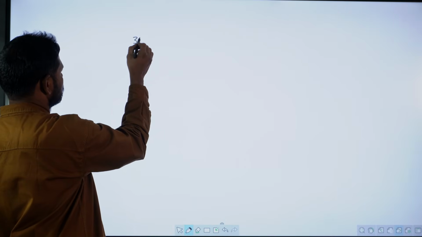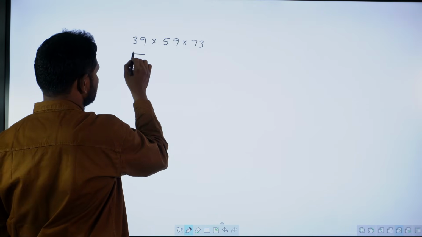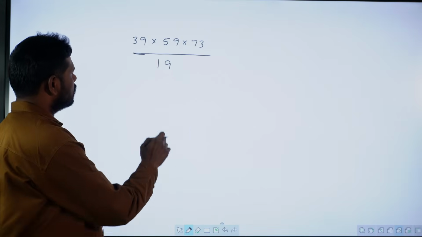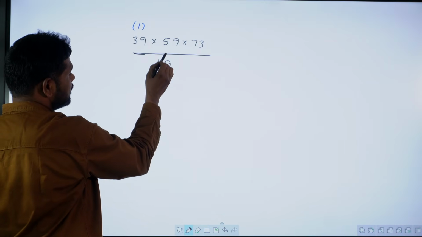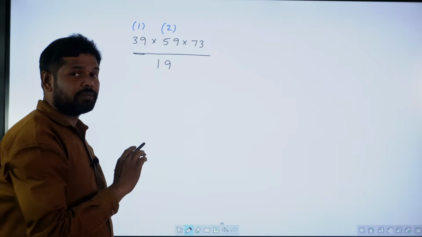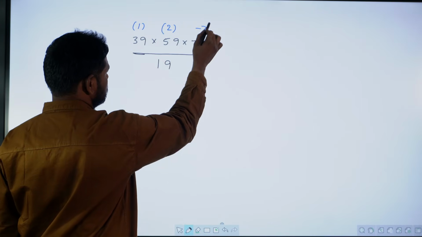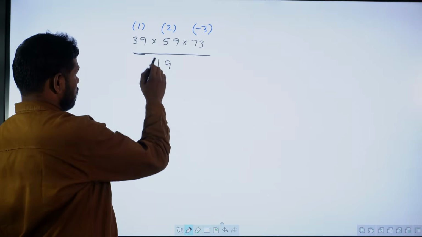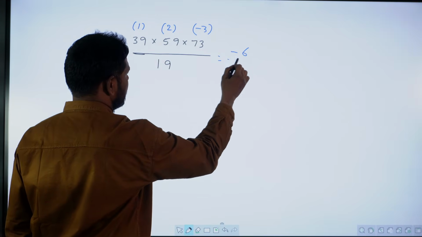Suppose 39 into 59 into 73 is divided by 19. What is the remainder? 19 twos are 38, so the remainder is 1. 19 threes are 57, remainder is 2. 19 fours are 76, the nearest is 76, so 73 minus 76 is minus 3. That is important. So plus into minus, minus 1 into 2 into 3 is 6, minus 6 by 19.